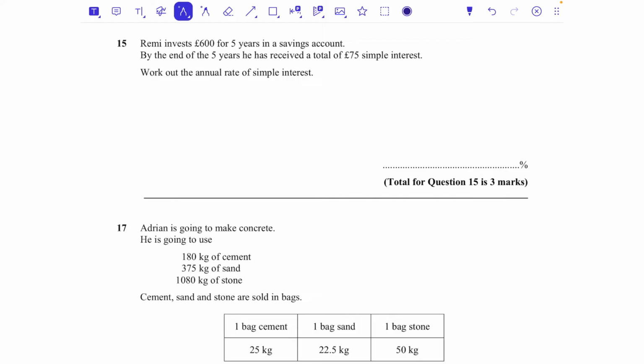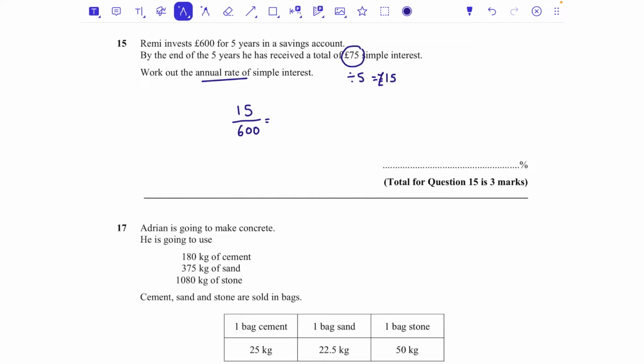So if he's got £75 over 5 years, we can divide that by 5, which is £15, which means each year, the annual rate, he's going to get £15 interest for every single year. So £15, what percentage is that? Now to work that out, we're going to do 15 out of 600, because that's how much money he's putting in.